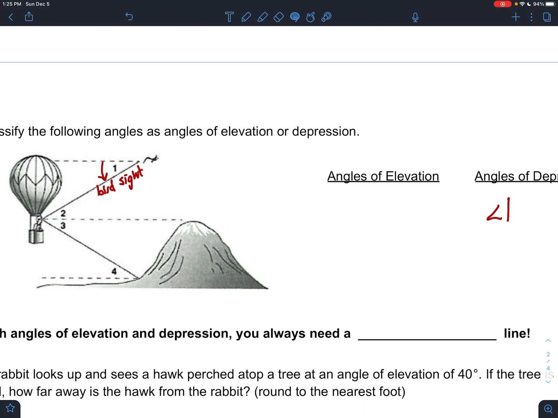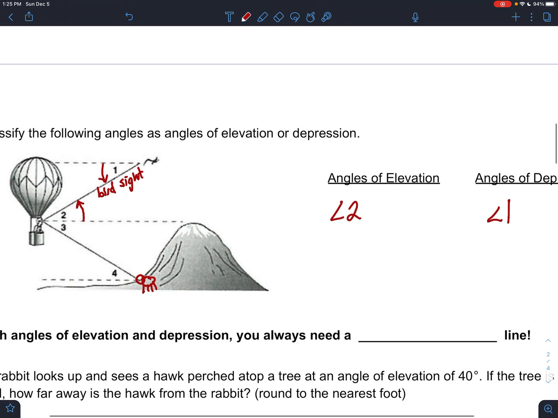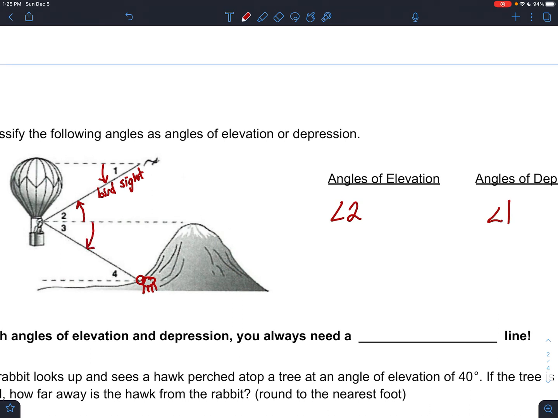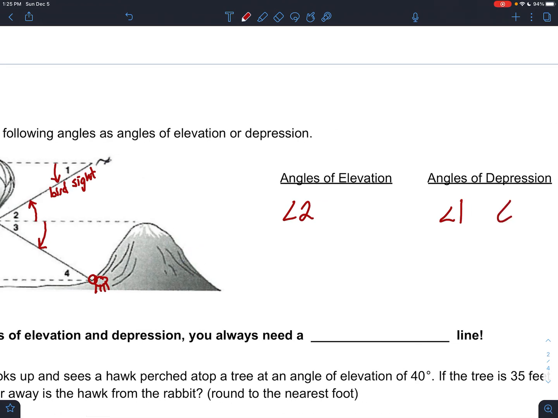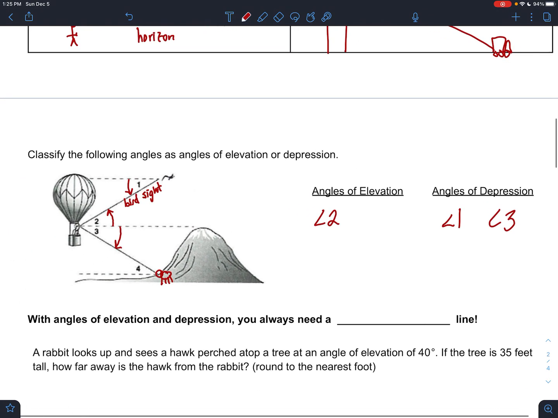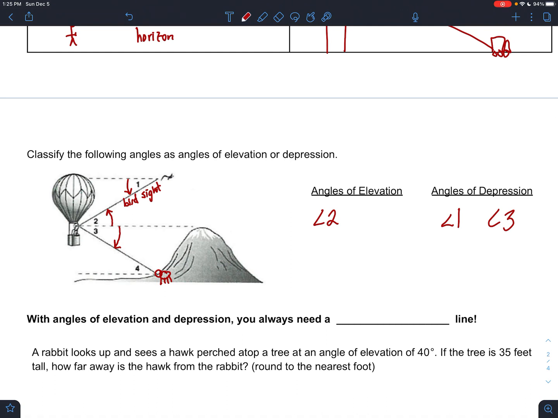For number 2, the sight line for the man in the balloon is looking at the top of the mountain. But, I'm sorry, that's the horizon line. The sight line is looking up at the bird. So from the horizon to the sight line, this would be an angle of elevation. So always start at the dotted line is what I'm trying to get across. So if the man is looking down, say there's a cow down here at the bottom, and he's looking down from his horizon, that means angle 3 would be an angle of depression.